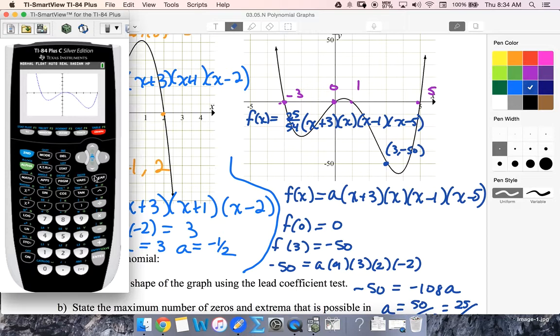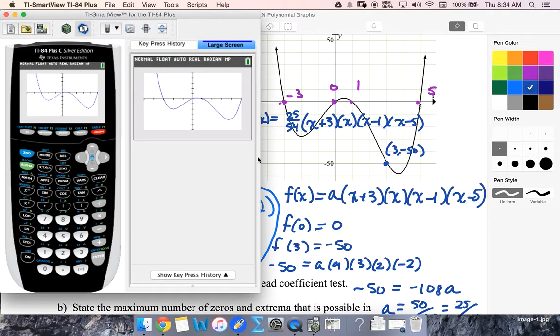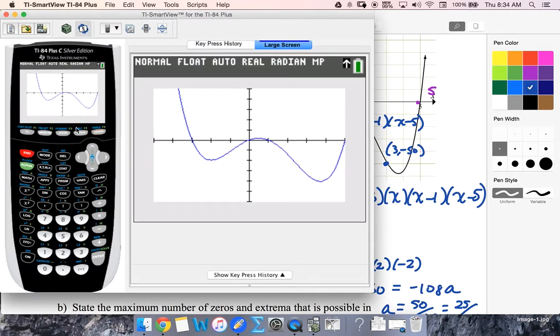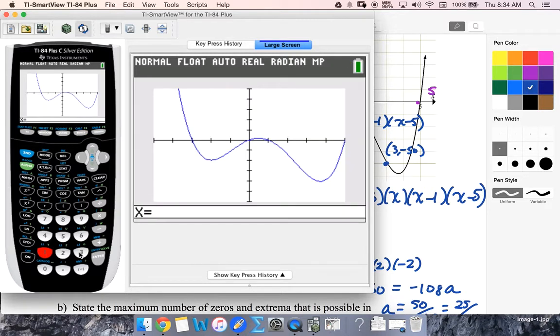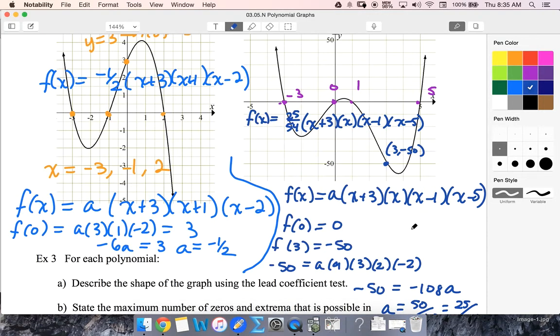All right, so let's test and make sure that this includes our point of 3, -50. Let me give you back the window here. All right, so I'm going to go into the calc menu. I'm going to calculate a value. I want to know the y value when x is 3, and I get a y value, ooh, something is wrong, of -100 over 3. I wonder if this did not actually go through there, but it should have.